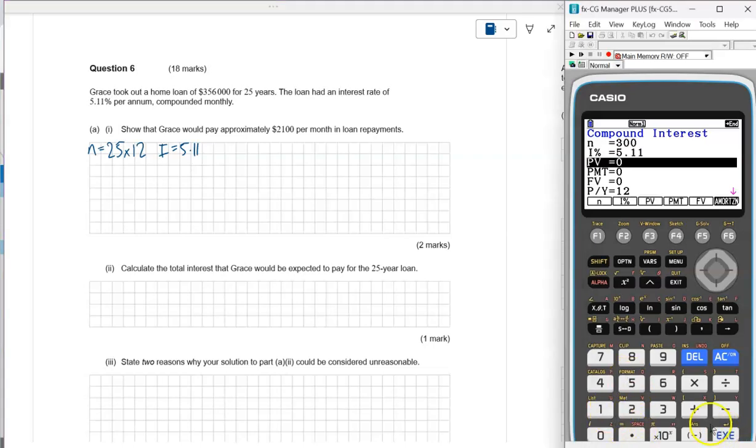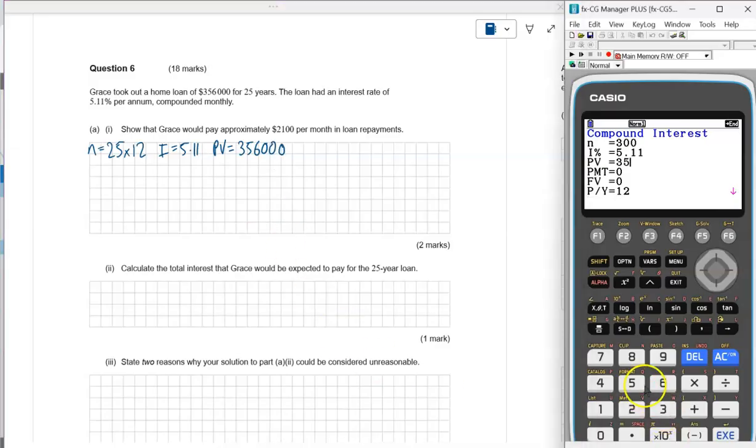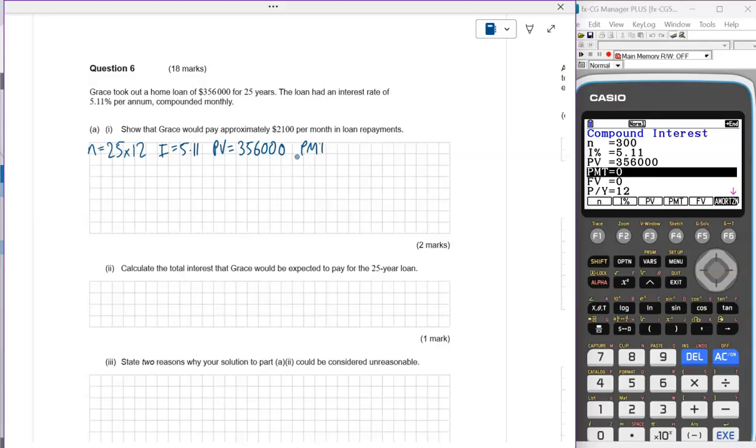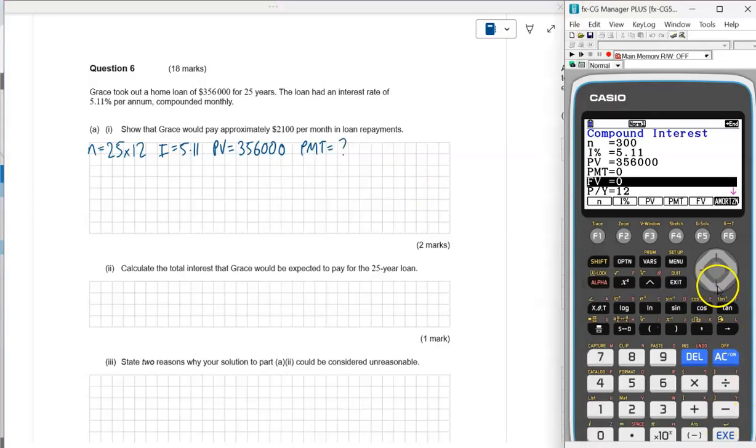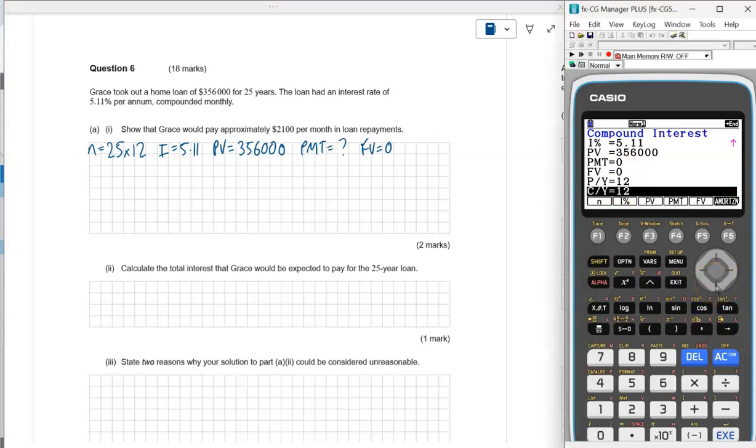Present value is the principal or the amount she borrows, so $356,000. Now, that's a positive because it's an incoming. She's borrowing that. She is receiving that from the bank, so keep that as a positive amount. PMT is what we're trying to work out here. Again, it should be close to $2,100. The future value should be set to 0 because Grace will be looking to pay off that loan completely over the 25 years.